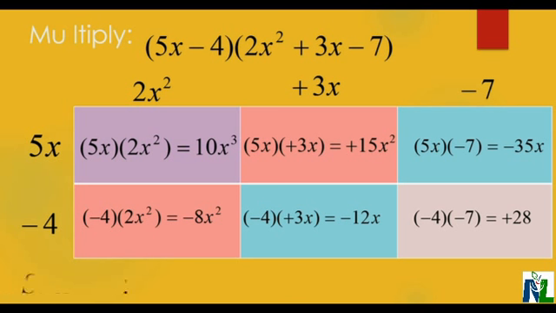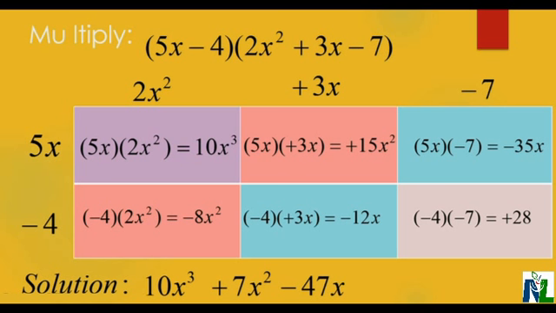To come up with our final solution, we look and see if there's any like terms. Remember, like terms have the same variables and the same amount of each variable. In this case, we have 1 power of 3, 10x cubed. And once again, looking at the colored blocks, the 2 pink are both x squared terms. Combining those gives us 7x squared. The light blue are also like terms. That gives us negative 47x. And finally, positive 28.